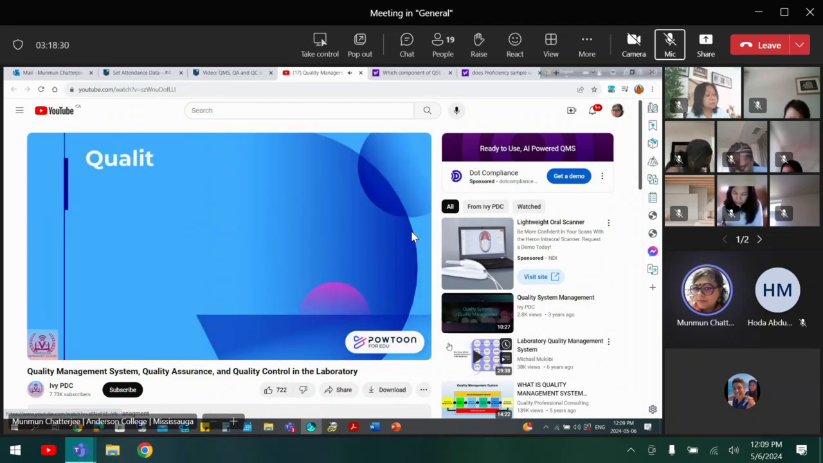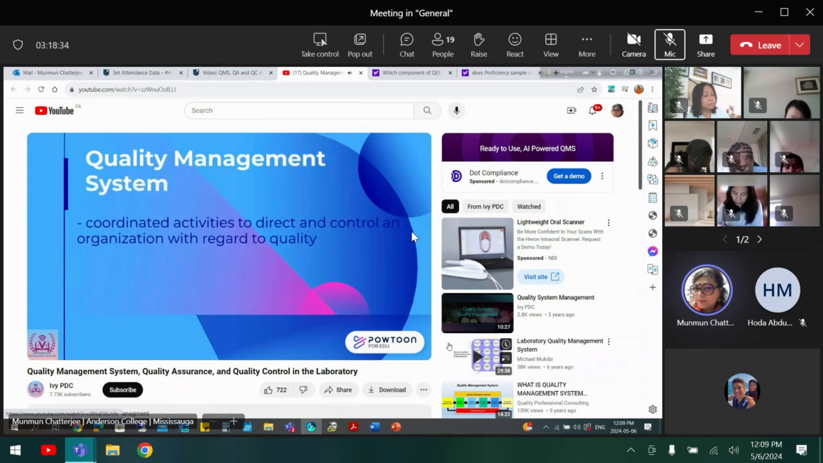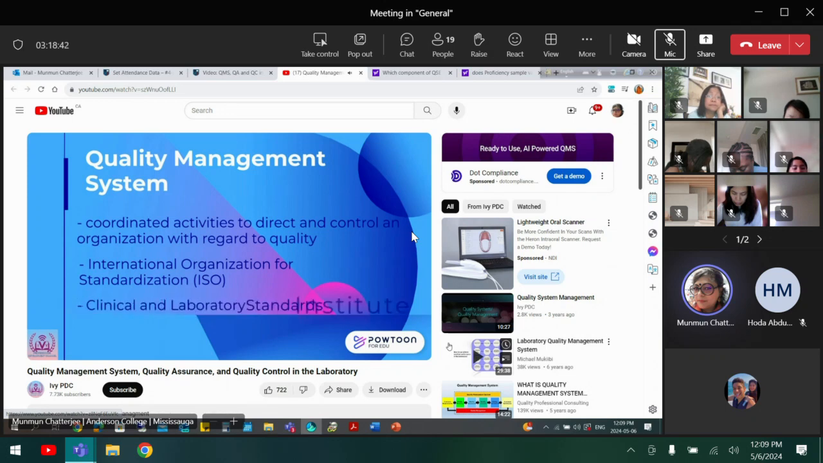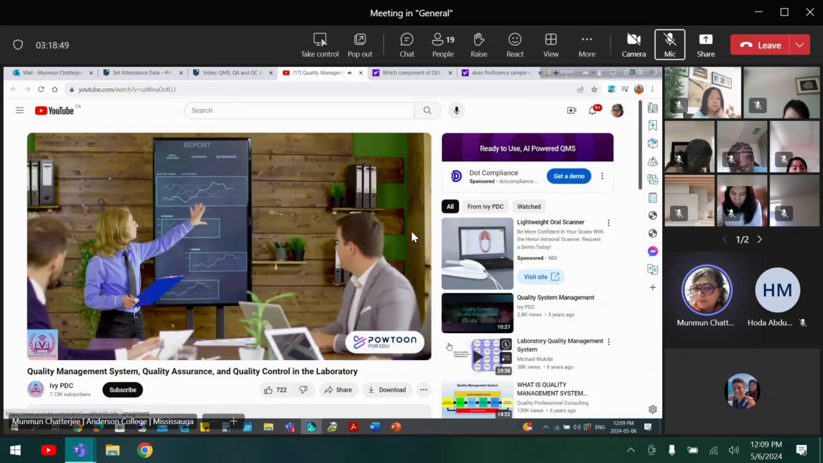A quality management system can be defined as coordinated activities to direct and control an organization with regard to quality. This definition is used by the International Organization for Standardization and by the Clinical and Laboratory Standards Institute. Both groups are internationally recognized laboratory standards organizations.